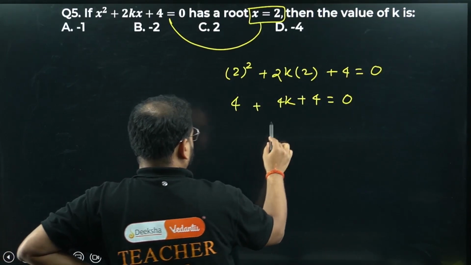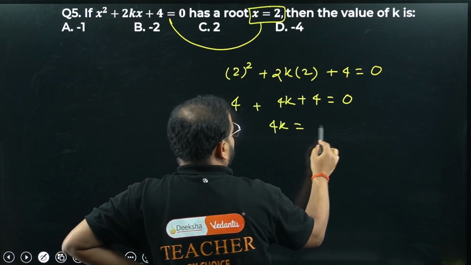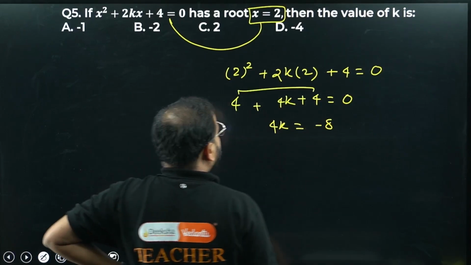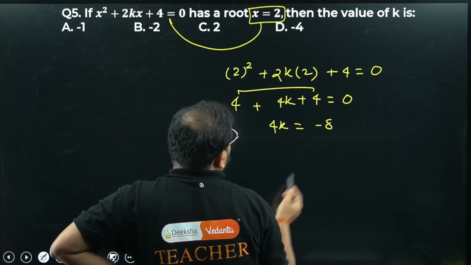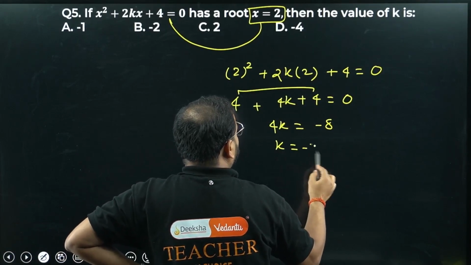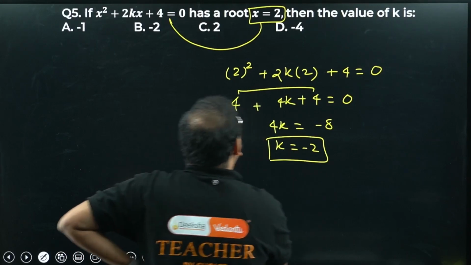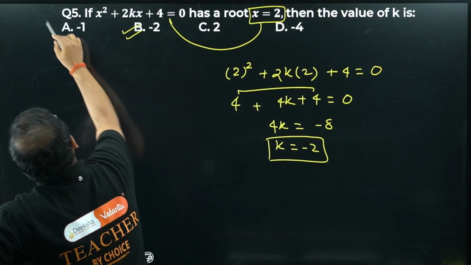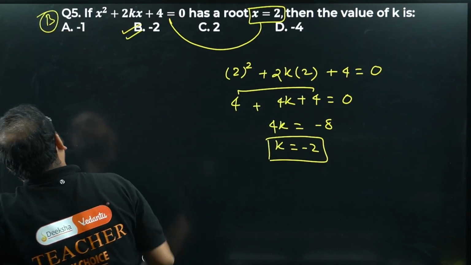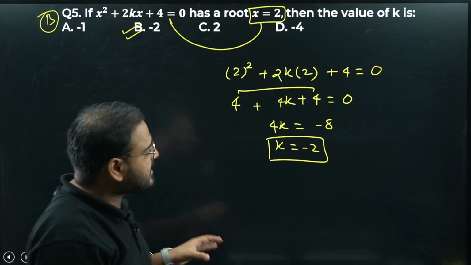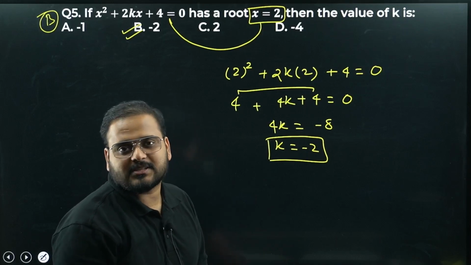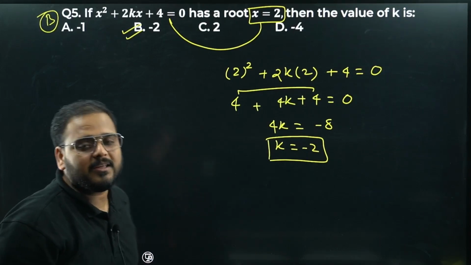Please check. 4 plus 4 is 8, right? Bring on that side. So minus 8 was k value, minus 2. K value is minus 2, option number B. Please cross check your answer. If I made any mistake in calculation, let me know in the comment section. I'll try not to, but if I make any, let me know.